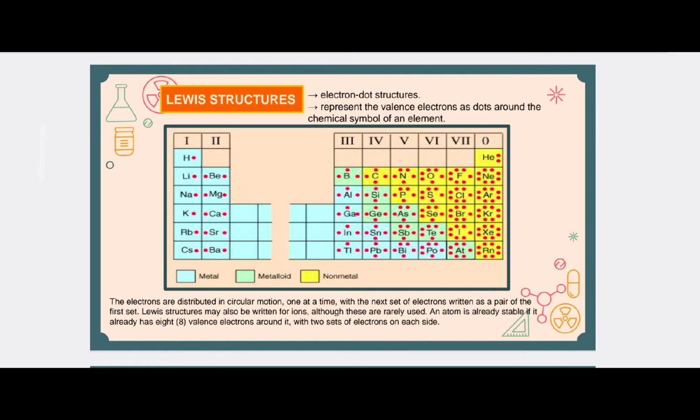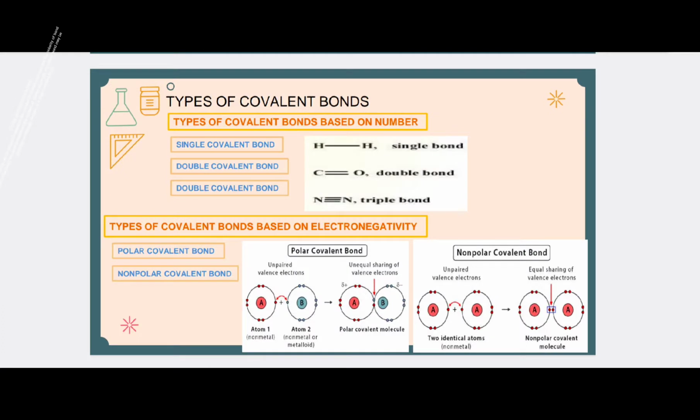The electrons are distributed in circular motion, one at a time, with the next set of electrons written as a pair of the first set. Lewis structures may also be written for ions, although these are rarely used. An atom is already stable if it already has 8 valence electrons around it, with two sets of electrons on each side.